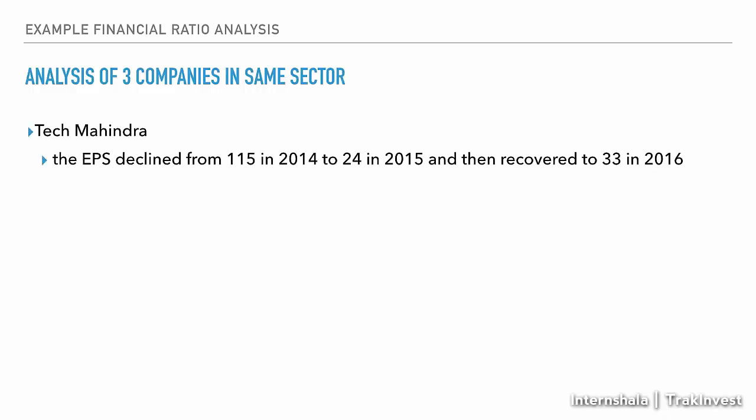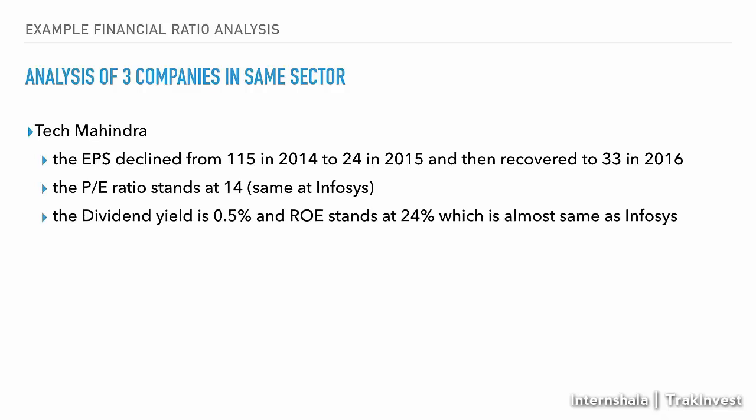Tech Mahindra. The EPS declined from 115 in 2014 to 24 in 2015 and then recovered to 33 in 2016, a rather sharp decline. The P/E ratio stands at 14, same as Infosys. The dividend yield is at 0.5% and return on equity stands at 24%, which is almost same as Infosys.